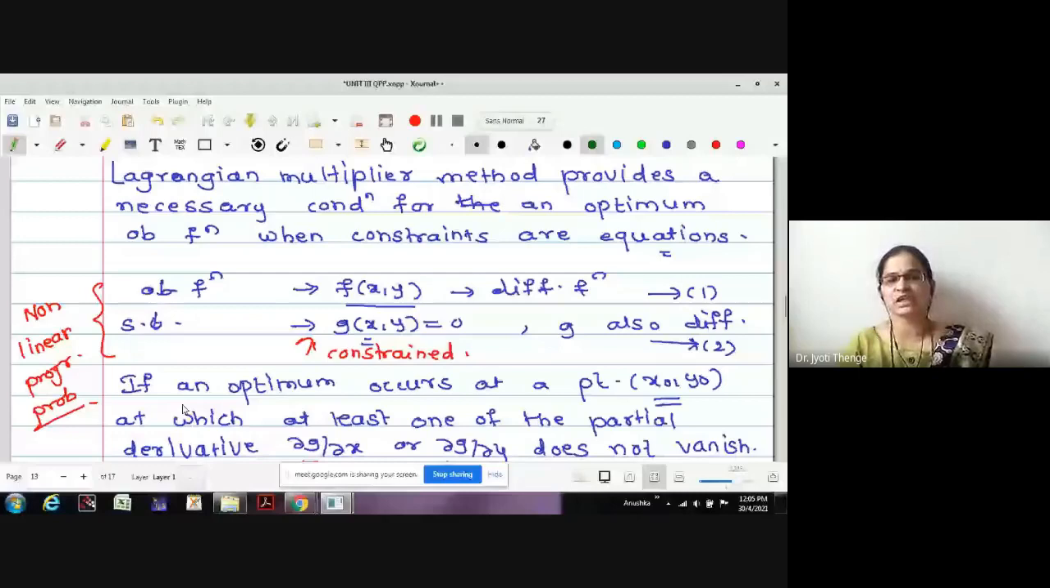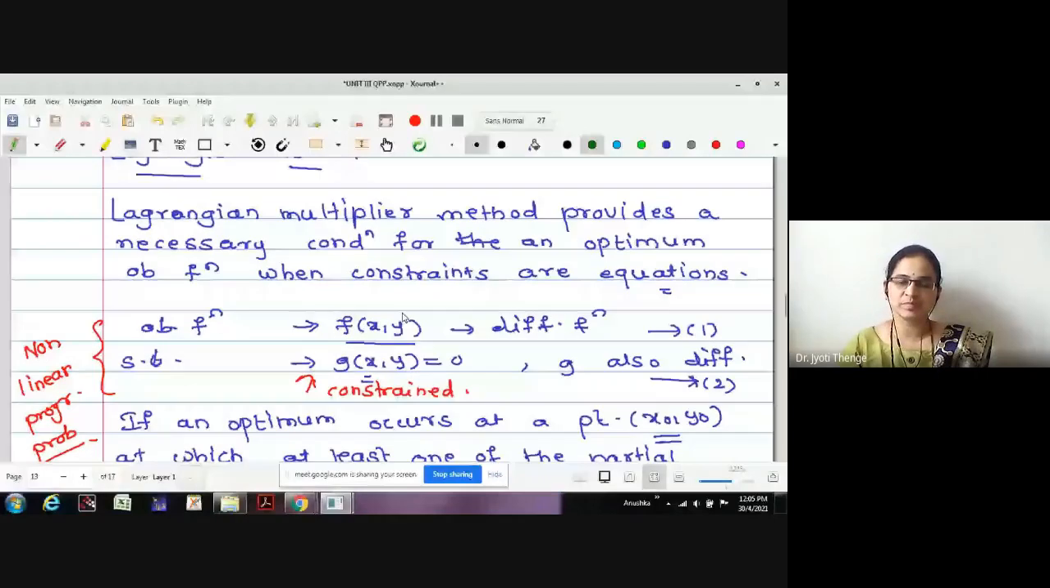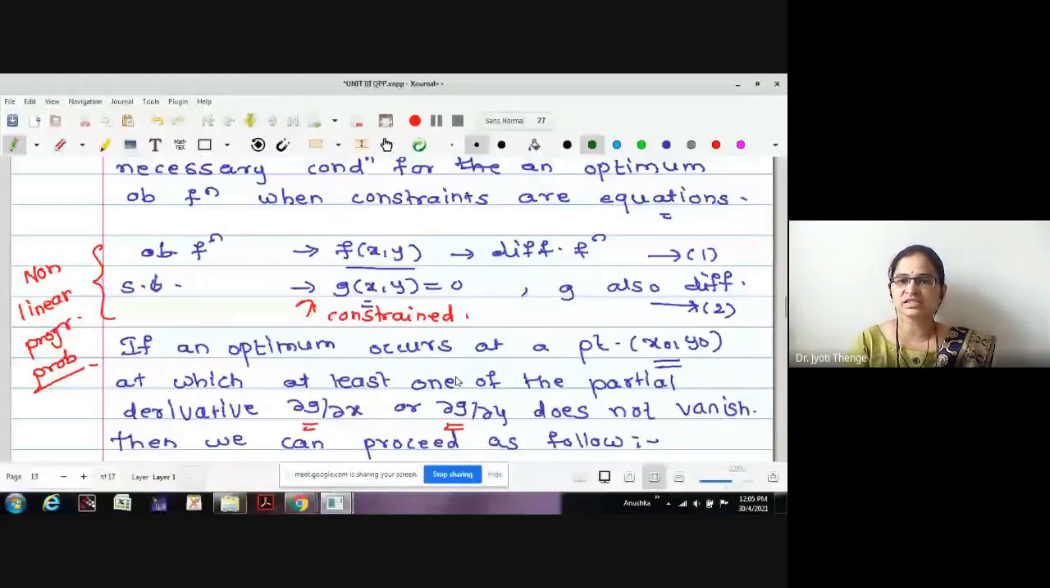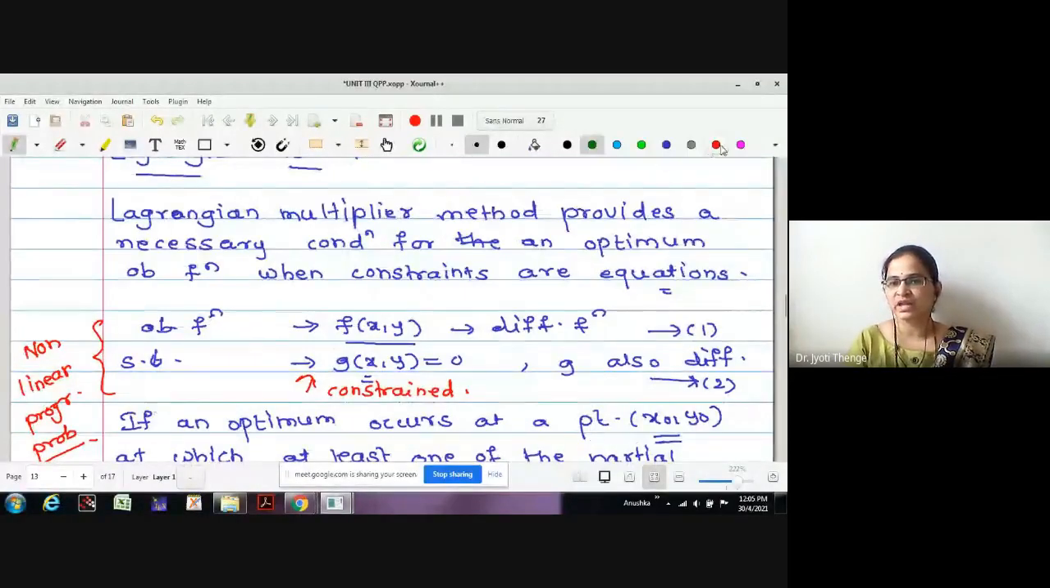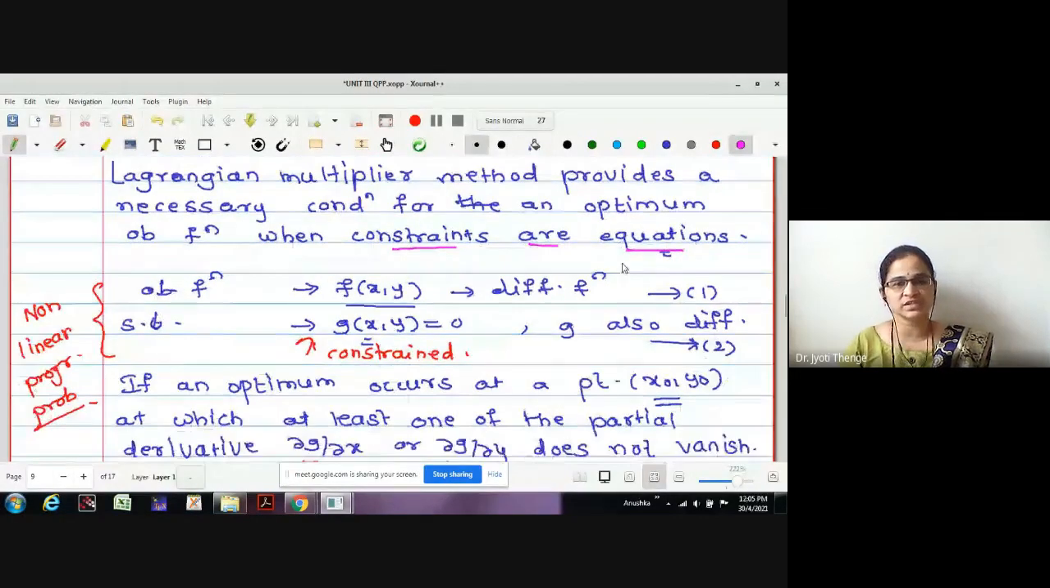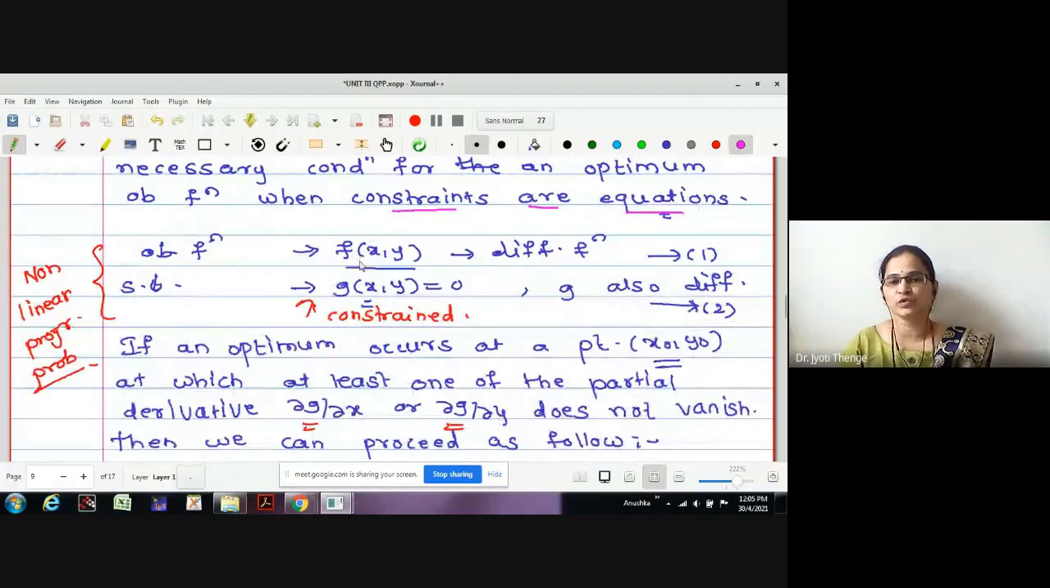Nonlinear means there are no restrictions of linearity on the objective function as well as the constraints. But in the quadratic programming problem, we give the restriction that the objective function be quadratic and the constraints be linear. Now this method is going to provide us the necessary conditions which will help us find the optimum of the objective function. Therefore, the method is used only when the constraints are in the form of equations. We have studied the method first for a function of two variables.